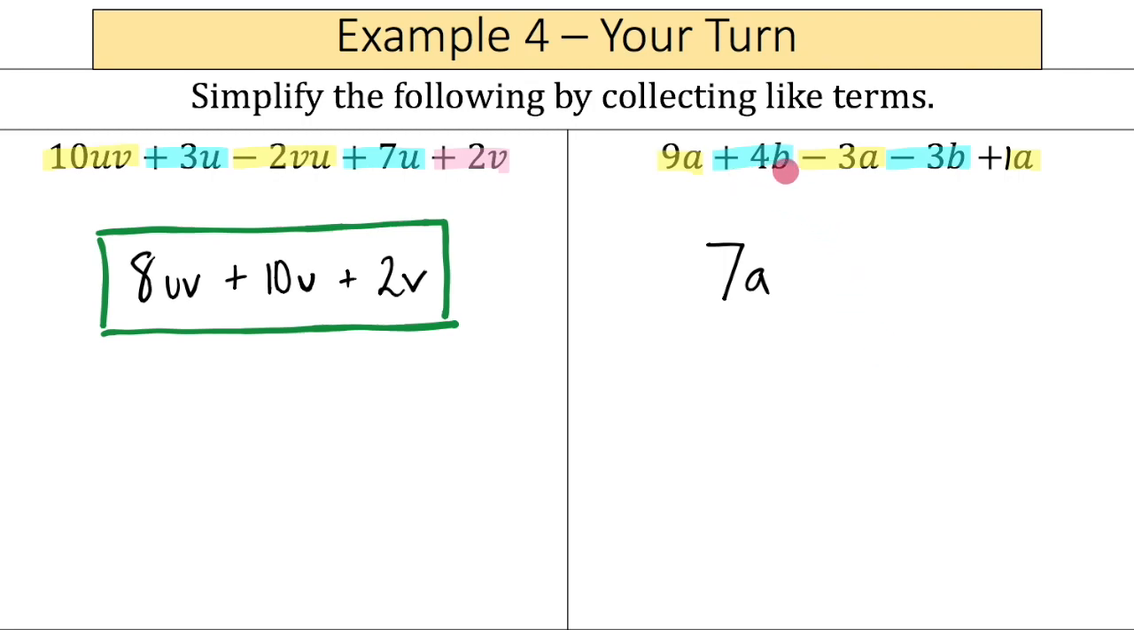Then we have plus 4b minus 3b. 4 minus 3, that's going to be 1. So it's going to be plus b. Now, I don't want anyone to put a 1 in front of that b. That 1 is invisible. You should not write it. Just as there is an invisible 1 there, there's going to be an invisible 1 there.